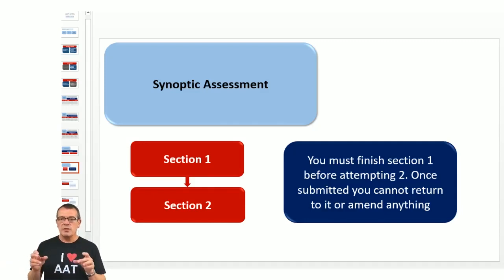So the important thing to get together and to practice is to make sure that you're happy with section 1 and you've double checked it before moving to section 2. And there's a pop-up on the screen on your sample assessments that you do and on the live assessment that tells you, are you sure you want to transfer over? And as soon as you're sure on this, then you transfer over to the second part of the synoptic assessment.